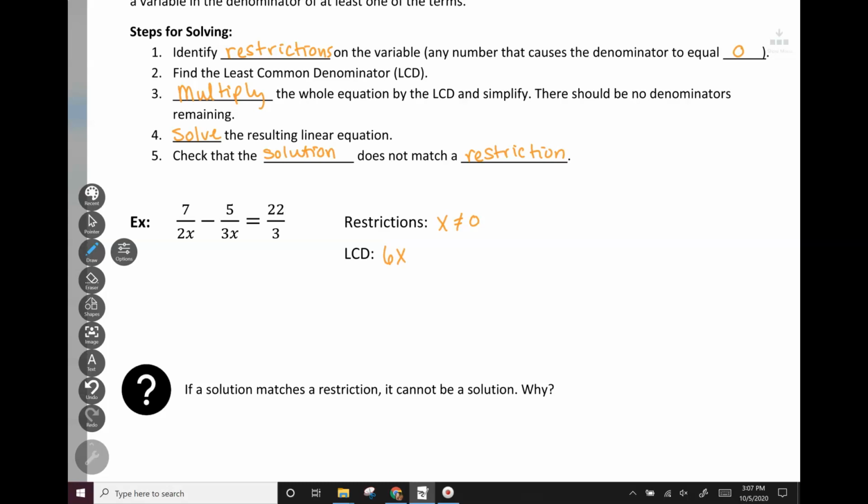Okay, so now we're moving to step 3. Multiply the whole equation by the LCD and simplify. We're going to multiply this side by 6x and this side by 6x. So 6x times 7 is 42x, just multiplying it by the numerator. 5 times 6x is 30x. And then 22 times the 6 gives me 132x.